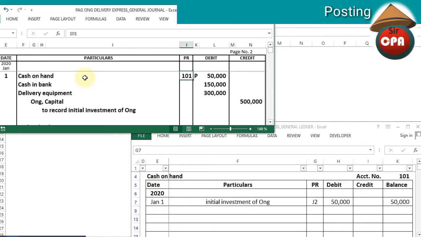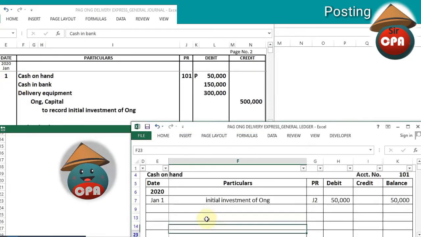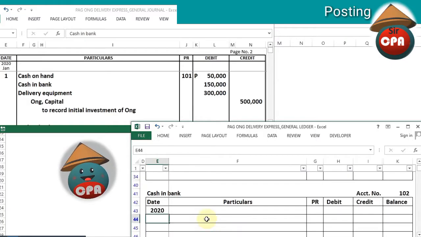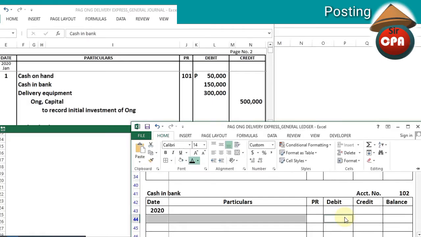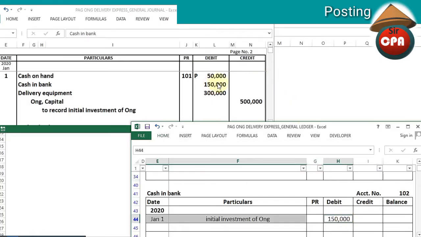Okay? Now, di pa natin completely natatransfer yung buong journal entry for this January 1 sa mga ledger accounts. Kasi may tatlo pa. Tama? Cash in bank, delivery equipment, at Ong capital. So, uulitin lang natin yung process hanggang makumpleto natin yung pag-transfer ng buong journal entry. So, punta tayo sa cash in bank ledger, kopyahin natin yung date, particulars, and amount, which is 150,000 under debit column. Kasi debit column din siya per our journal.